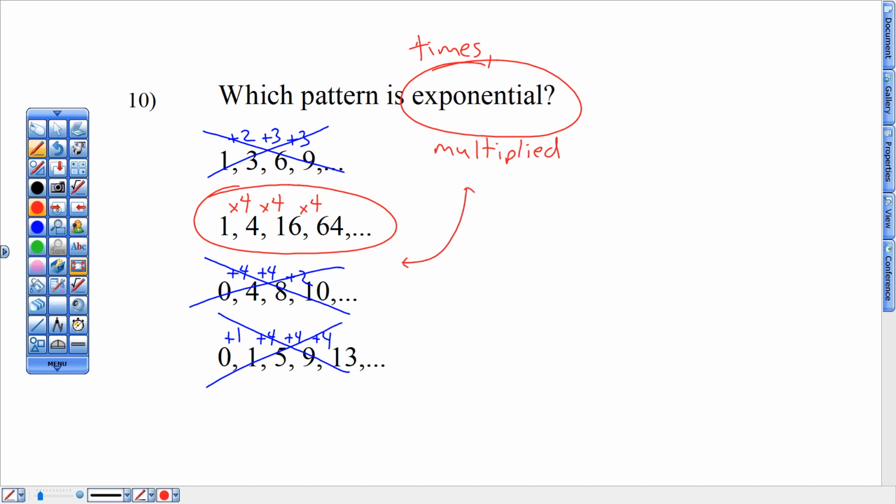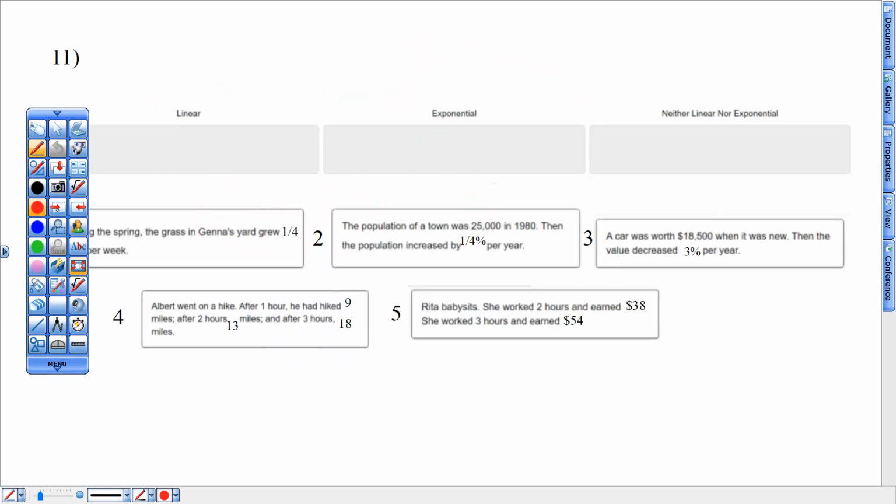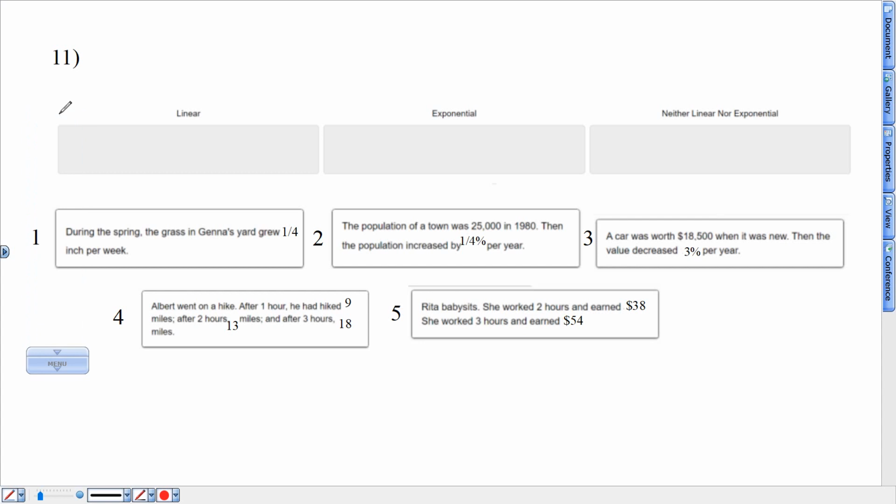Moving on. Number 11, these ones that we've been doing. The first thing, look for the exponential ones, knock those out. Knock those out. Those are the easiest ones. Those are the ones that have any percent symbol in them. Like this is a percent symbol. This is a percent symbol. Whenever you see anything with a percent symbol in it, that's automatically exponential.